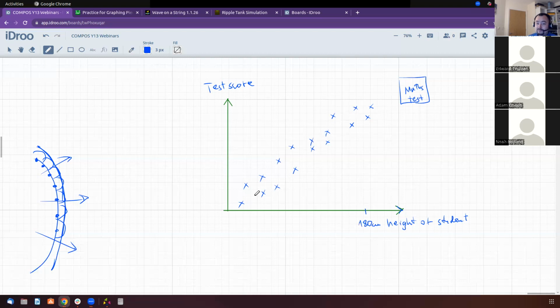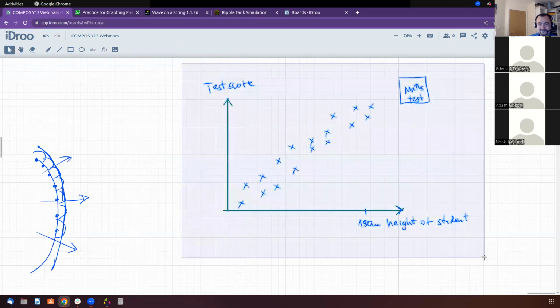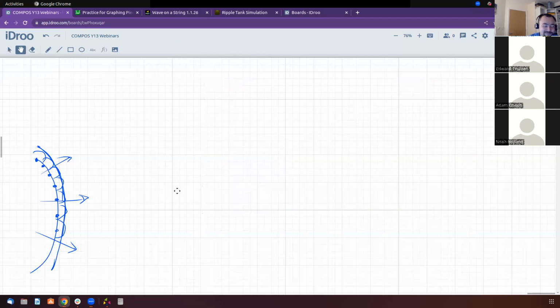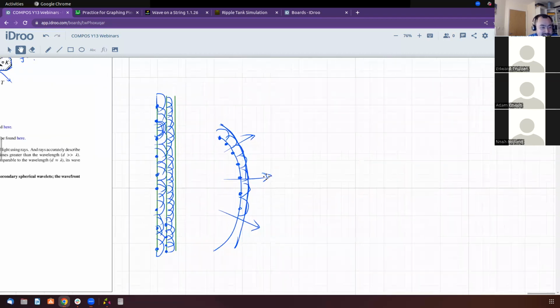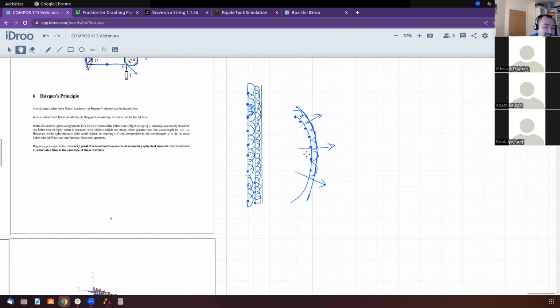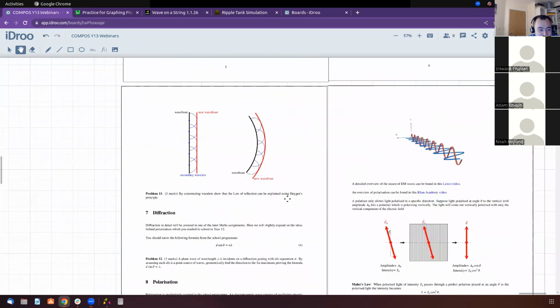Now, does my model predict the test score based on the height of a student? It does. Is it a correct model? No. Okay. I can make predictions for the wrong reasons. So I'll delete this out of context piece of information. My model makes accurate predictions based on wrong assumptions, but it works. And something similar happens with the Huygens principle. Okay.